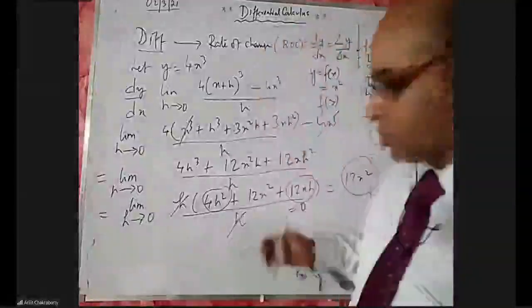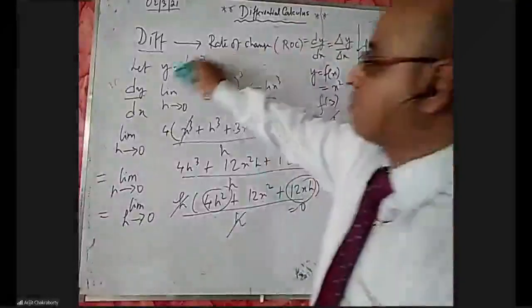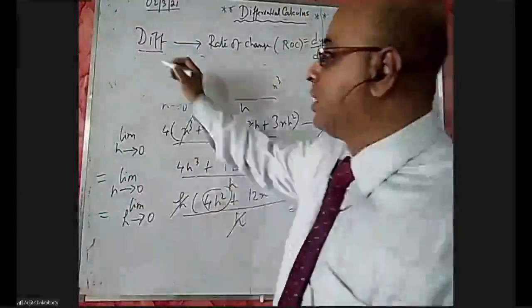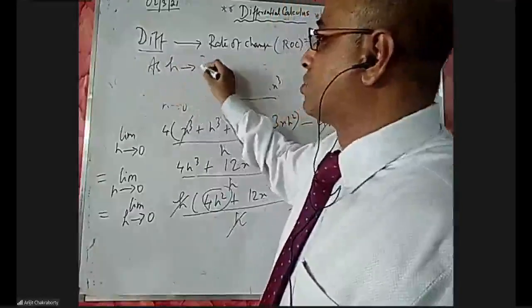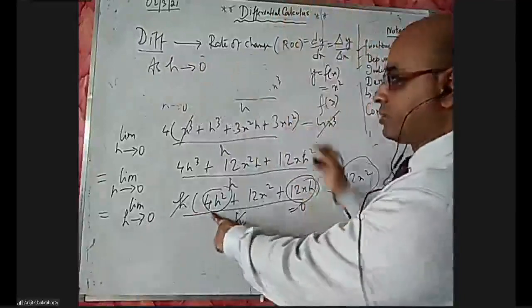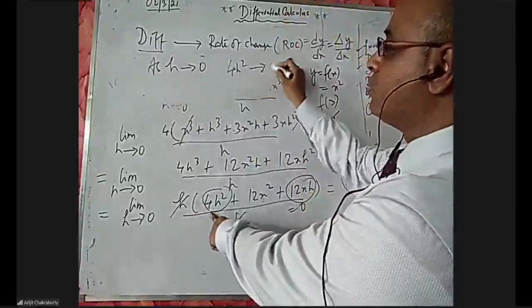So I can write, just in short, maybe I'll just rub up this part so that you understand the last part of my logic. As h tends to 0, if h is moving towards 0, 4h square, which you see here, will also move towards 0.